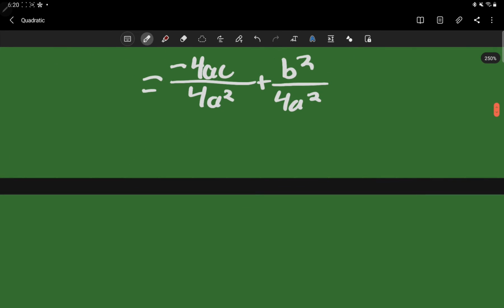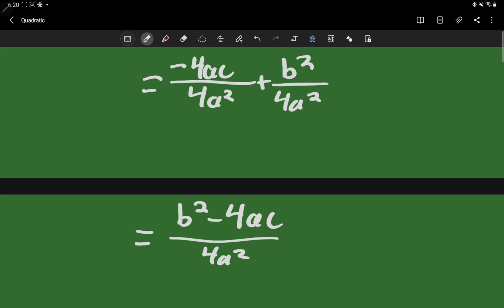Move on to the next page here. You notice these have the common denominator now, and then I'm just going to flip the order of them because you may recognize that this is coming up on the standard form that we all recognize from the formula, 4a squared.